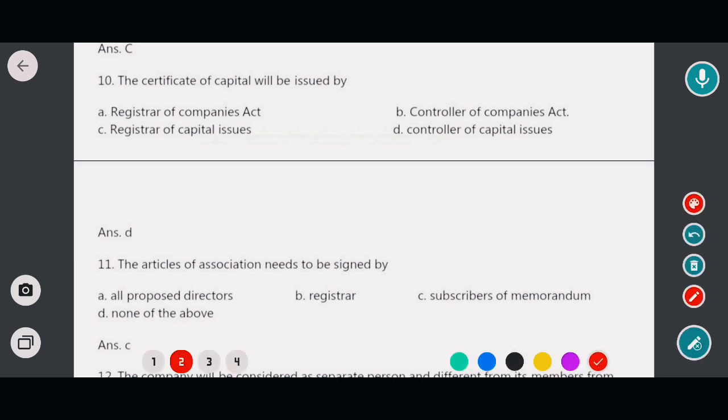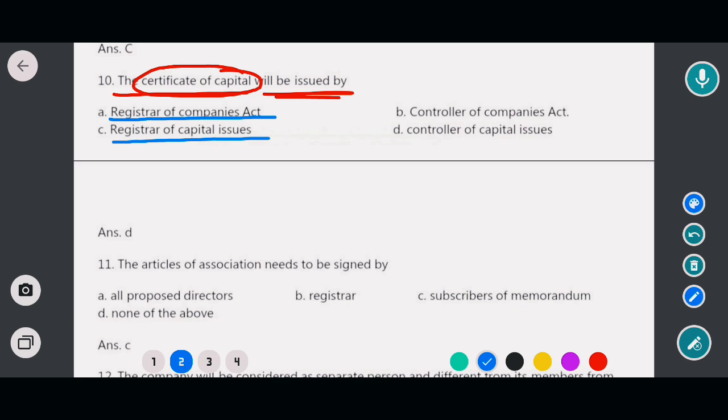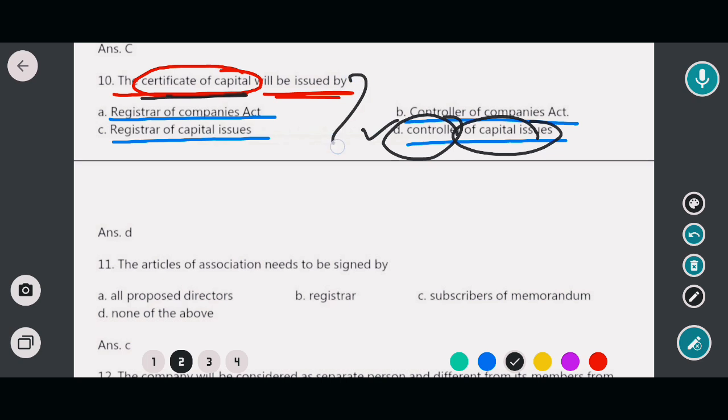The next question is about the certificate of capital. Certificate of capital will be issued by whom? The options are registrar of the Companies Act, registrar of capital issue, controller of Companies Act and controller of capital issue. The correct option would be controller of capital issue. That means a certificate of capital is issued by the controller of capital issue. So the correct option would be option D. Now on to the next question.